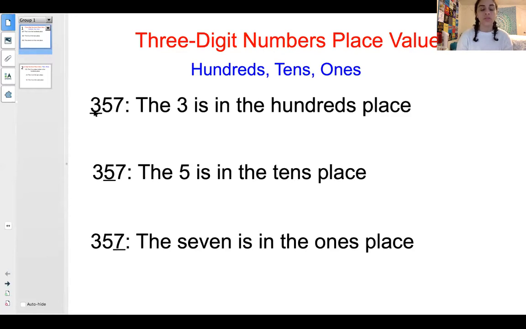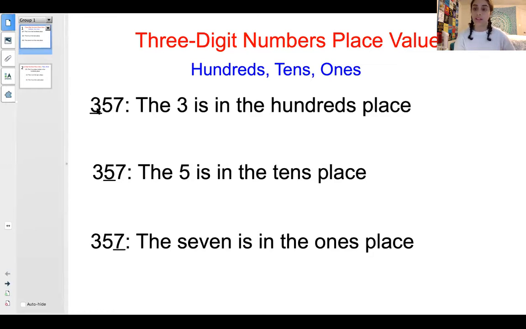So if I wanted to find out what 100 less than 357 is, okay, you could take away 100 from this place right here, from the 3. So I know 3 minus 1 is 2, so it must be 257. 257 is 100 less than 357, okay?